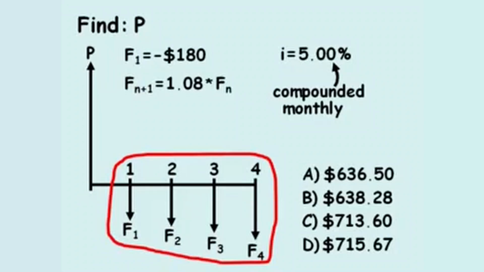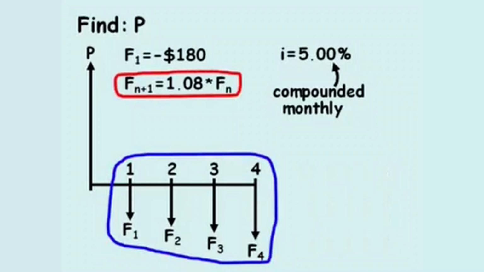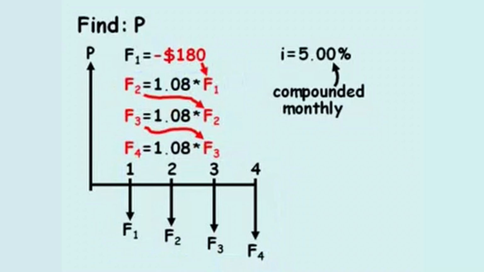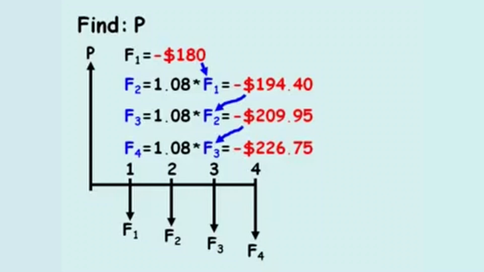We'll begin by noticing the 4 expenses follow a geometric gradient. This is different than a linear gradient because the expenses at the end of each year is 8% greater than the expense of the previous year, which means G equals 0.08. Therefore, it is possible to calculate all 4 negative cash flows based on the cash flow from the previous year.